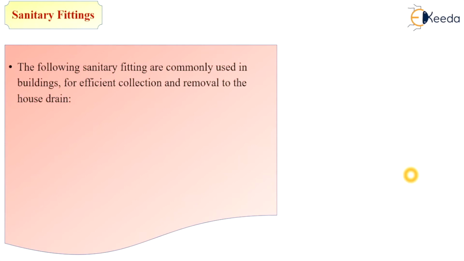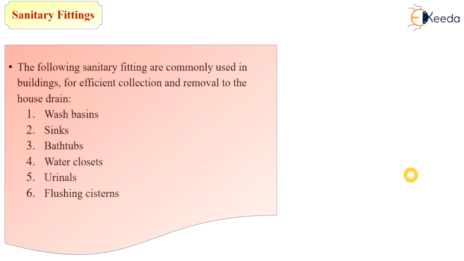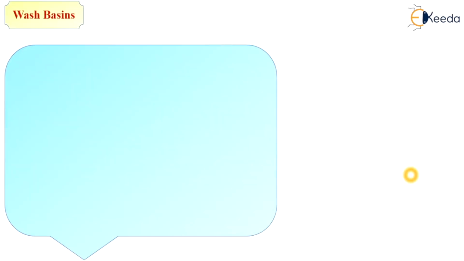What are sanitary fittings? The following sanitary fittings are commonly used in buildings for efficient collection and removal to the house drain. First is wash basin, then sinks, bathtubs, water closets, urinals, flushing systems, etc. So these are the commonly used sanitary fittings in our plumbing system. So let's see them one by one.